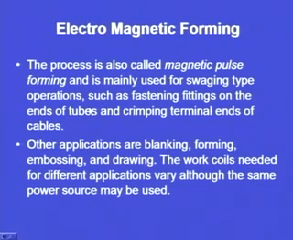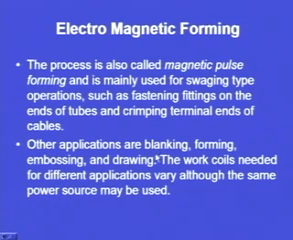The basic process of swaging we have discussed in our previous lecture: what is swaging, what are the different types of shapes we can form using the swaging operation. So, the process is mainly used for swaging type of operations, such as fastening fittings on the ends of the tube. Suppose there is a tube and we want to fasten some fitting on the end of the tube, and crimping terminal ends of the cables. If certain cables are there and we want to crimp the end of those cables, then this particular process is most advantageous in these kinds of scenarios.